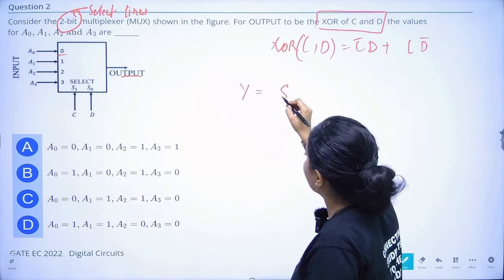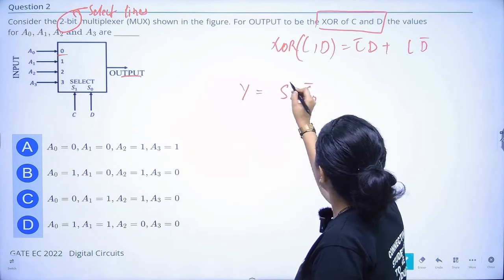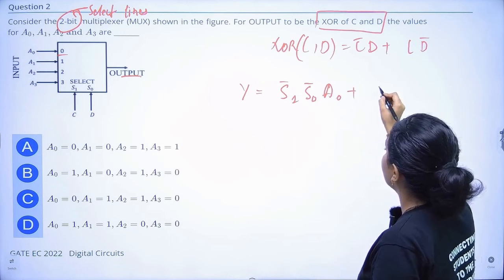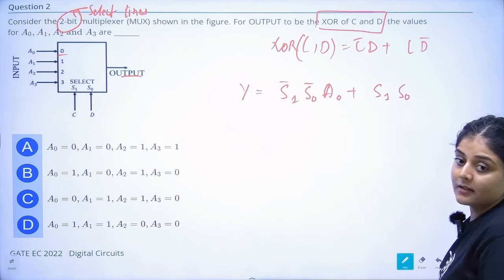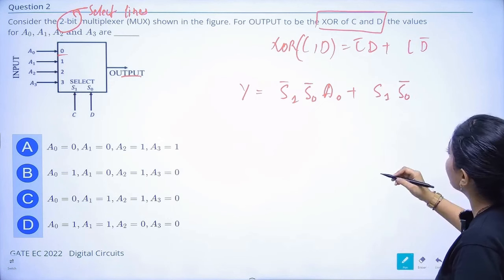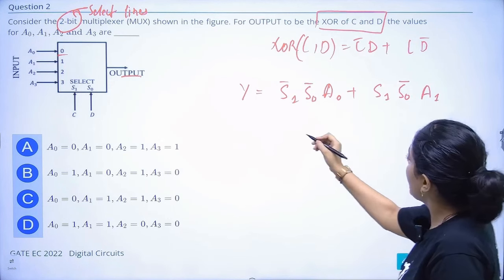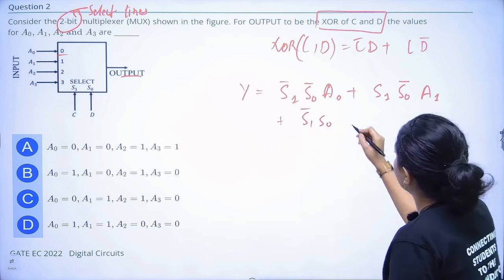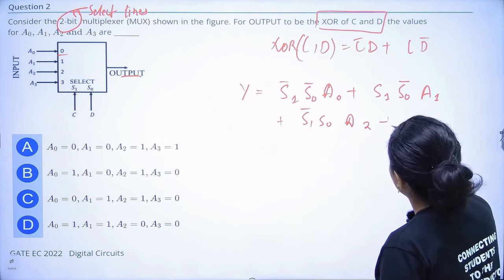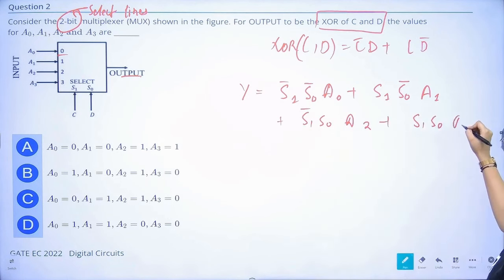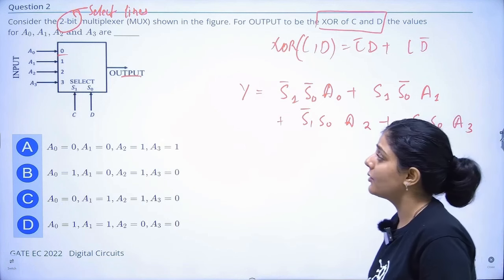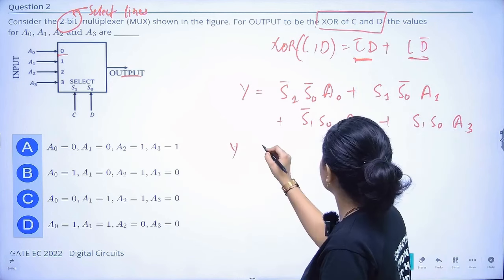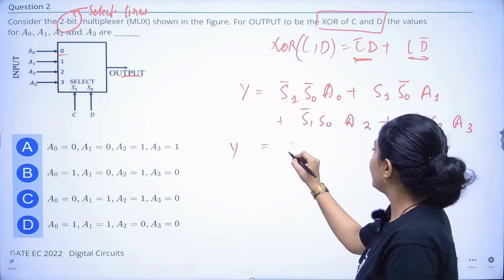In this case, select lines S1 and S0 both should be 0 in order to select the input A0. Similarly, S1 should be 0 and S0 should be 1 in order to select A1, then 1 and 0 in order to select A2. Lastly, both should be 1 in order to select A3. How will we find the output? If I am writing C and D instead of S1 and S0, it should be as required.